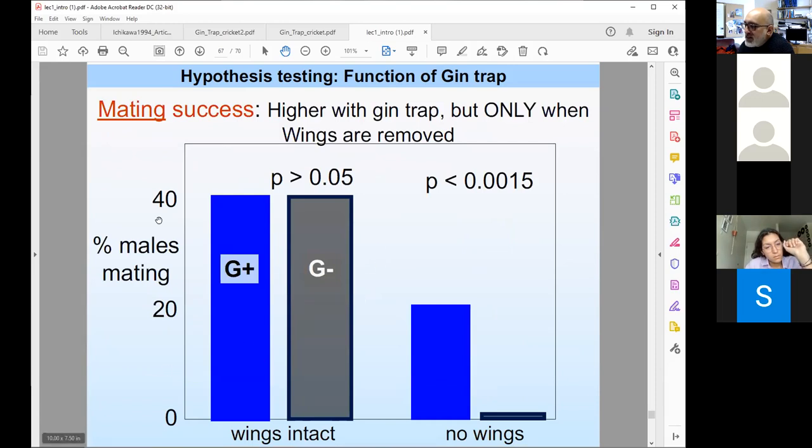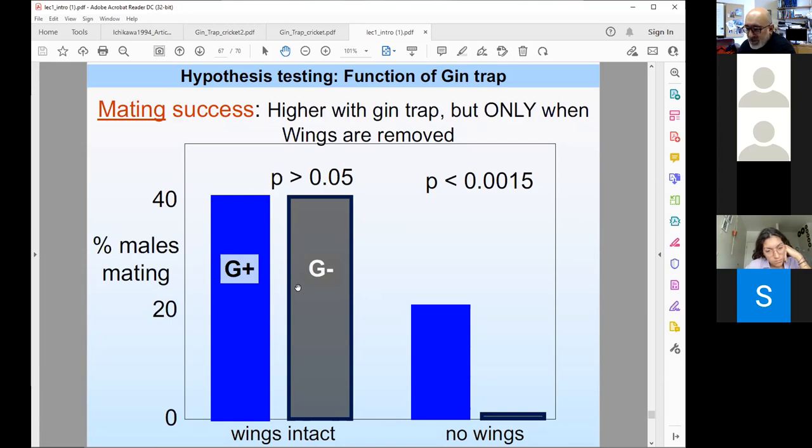So here on the y-axis, we have the percentage of males mating. And along the x-axis, we have males that have wings that are intact and males that do not have any, that had their wings removed. And what you can see is that there's no effect of the gin trap. So the G plus means the gin trap is active, and G minus means the gin trap is disabled. And you can see that when the wings are intact, there's no difference in the mating success of those males.